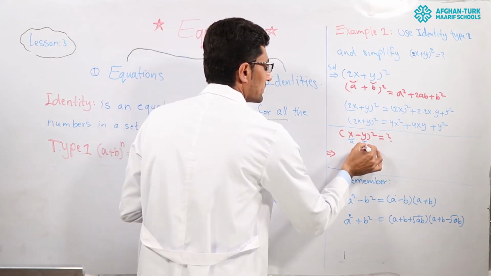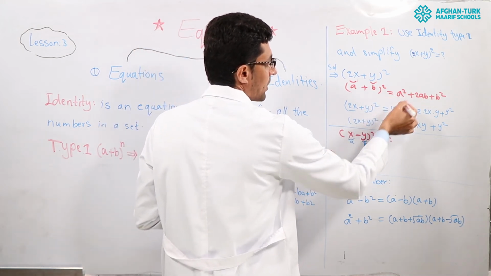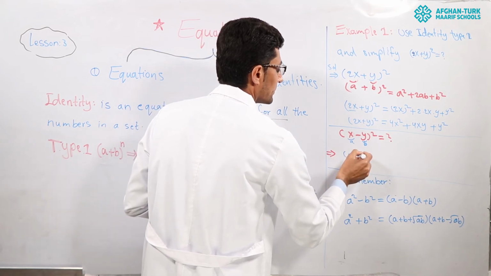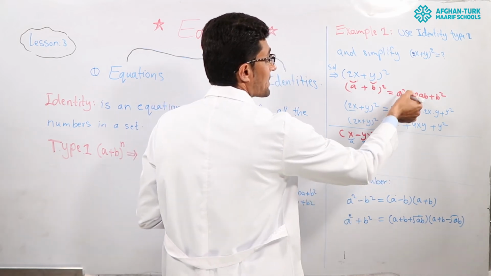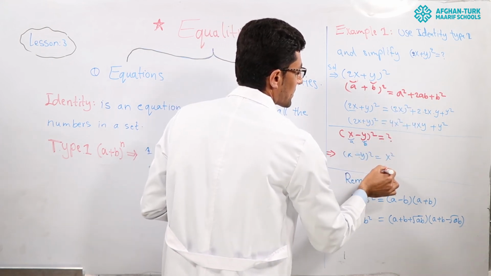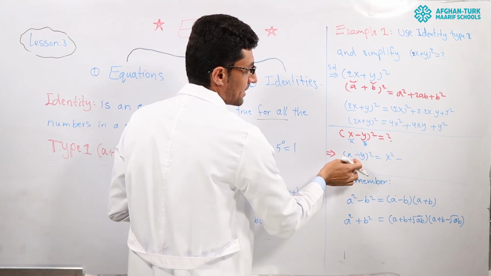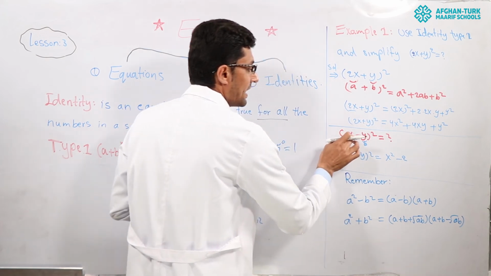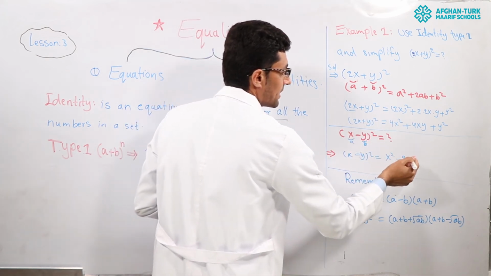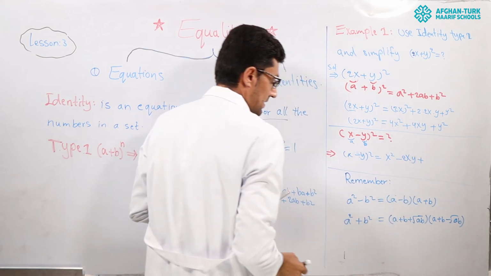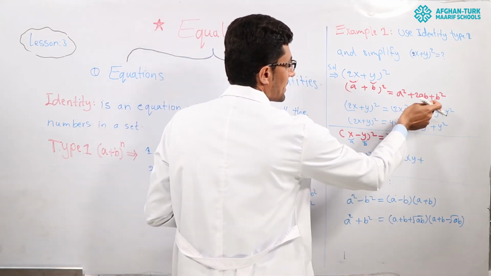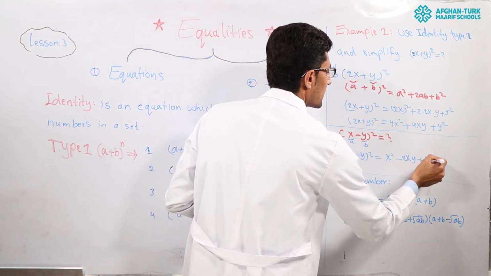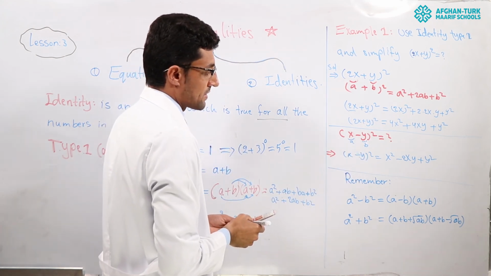So, what is the a square? A square, x minus y whole to the power of 2. A square, what is this? X square. This is positive, but in here we have negative. So, minus 2. AB, what is A? X. What is B? Y. Plus, okay? B square. So what is in here? B. B square, it means y square. So this is the answer.